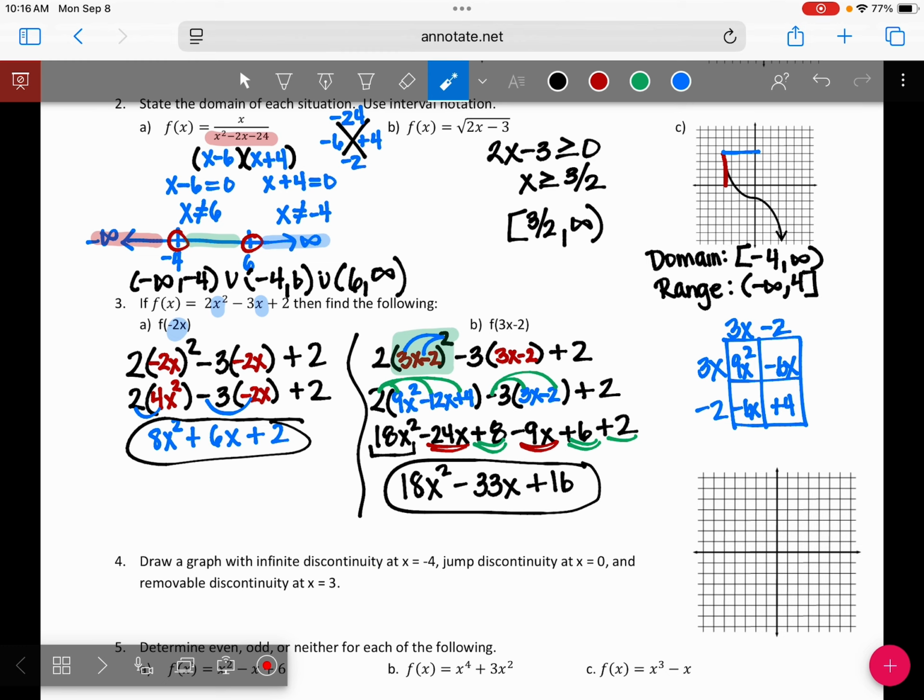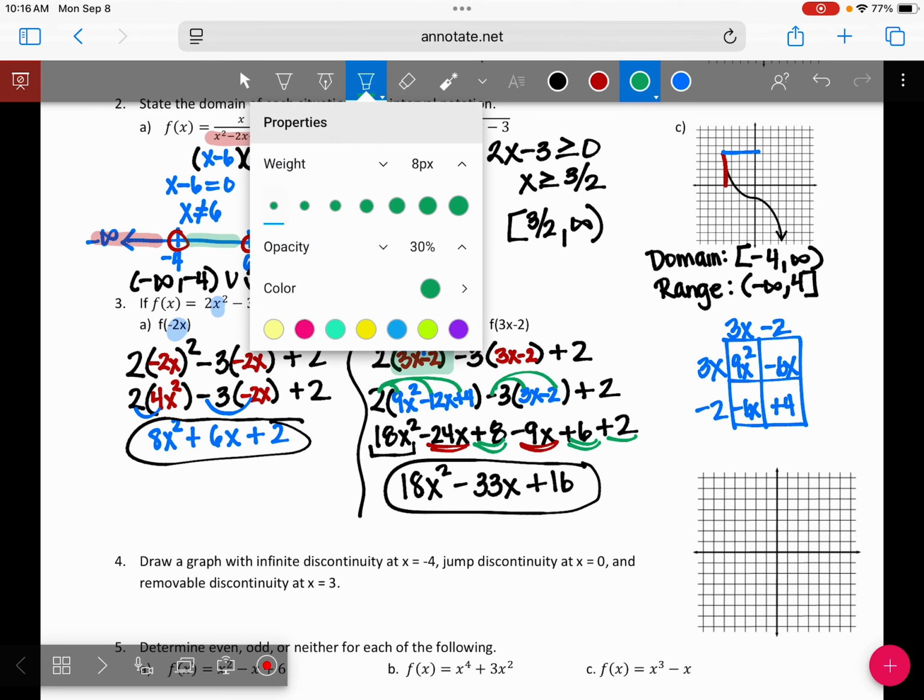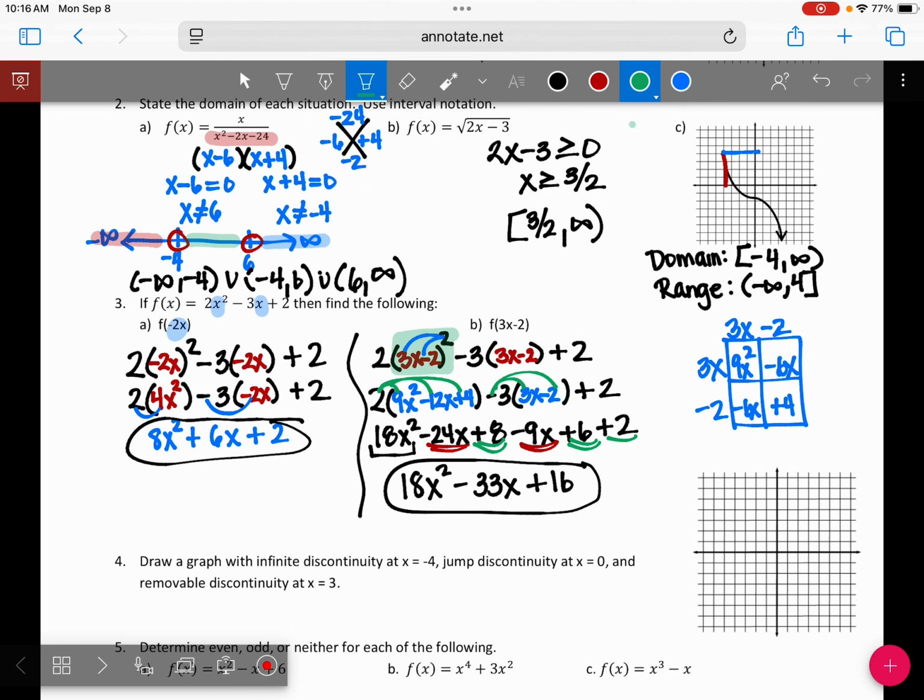So the first thing I like to do is start by identifying where I'm putting my discontinuity. So my first one is going to be at negative 4. So that's going to be, let me see, 1, 2, 3, 4. It is really hard for me to see. I feel like the lines are moving on me, okay? And then I have another one at 0. That has to go about here. And then I have another one at 3, which is right here.